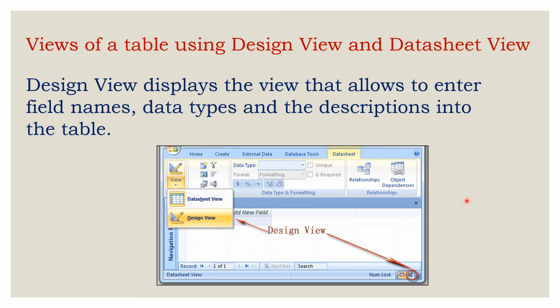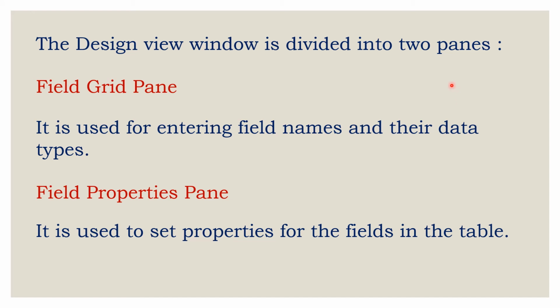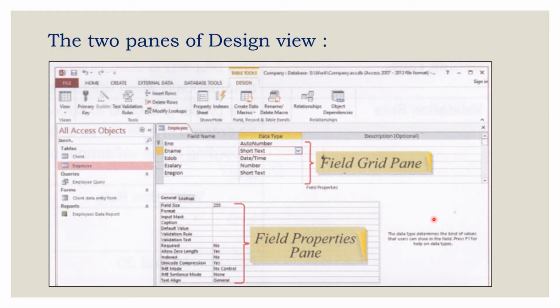Views of a table: design view and datasheet view. Design view displays the view that allows to enter field names, data types and the descriptions into the table. The design view window is divided into two panes, field grid pane and properties pane. Field grid pane is used for entering field names and their data types. Field properties pane is used to set properties for the fields in the table. Here you can see the two panes of design view. This area is known as field grid pane and the second area is known as field properties pane.